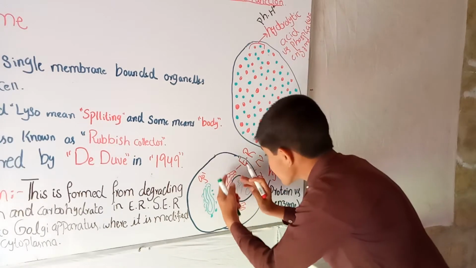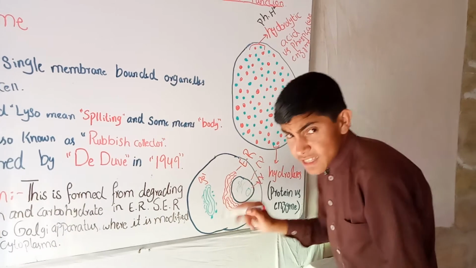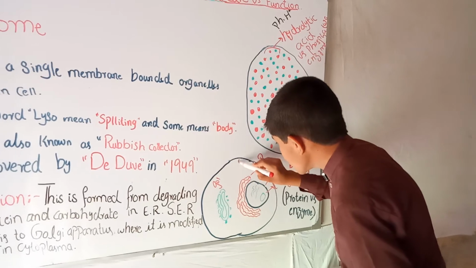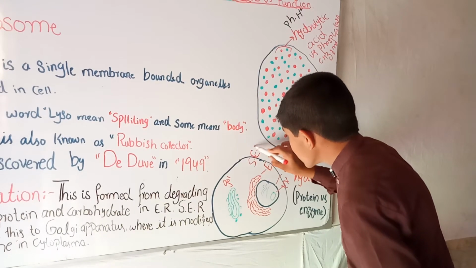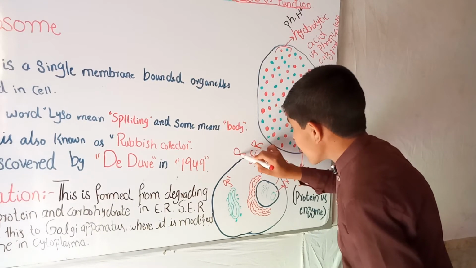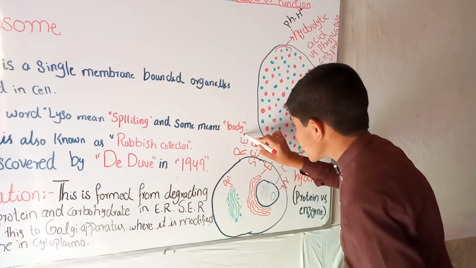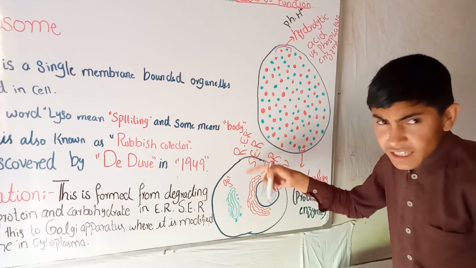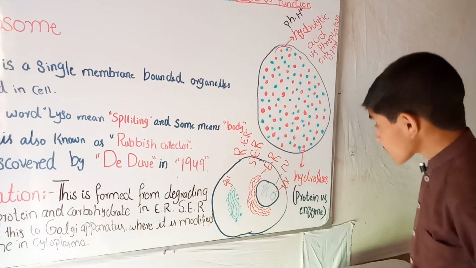So the endoplasmic reticulum is of two types. One is the smooth endoplasmic reticulum, which I can write as SER, and the second is the rough endoplasmic reticulum, RER.